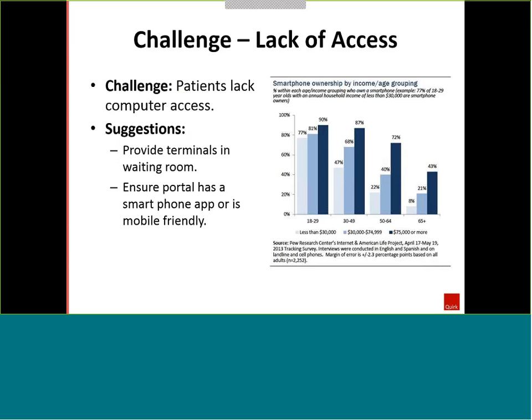So one thing that is popular is, the patient's going to come in, they're going to be in the waiting room, put a terminal in there, put a machine in there so that they can interact with it, learn it, and use it. And then, of course, as people get the new iPhone 6 Plus and they throw away all the other computers in their house and they just carry this thing around with them, make sure your portal has a smartphone app or is mobile friendly. Otherwise, people will move on and have a challenge getting in.